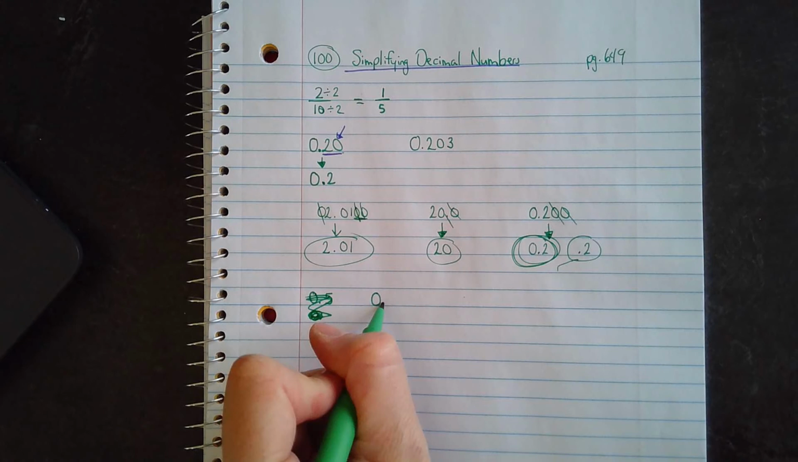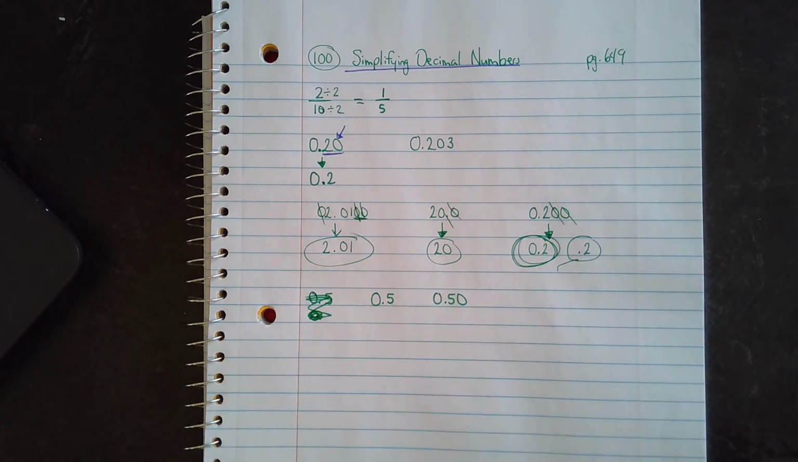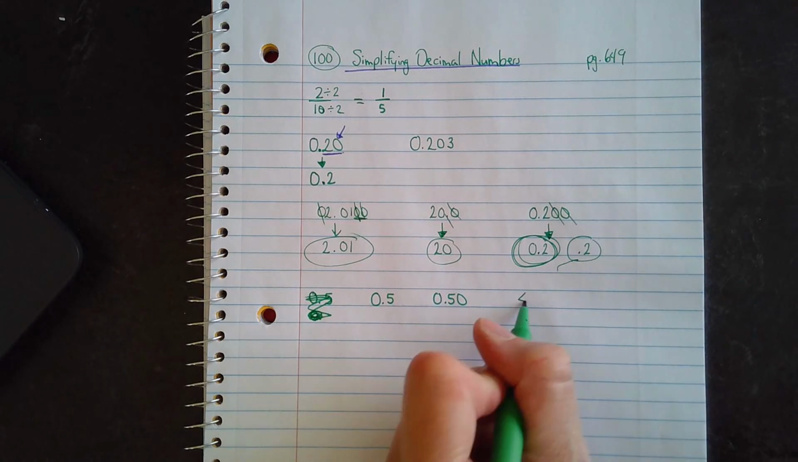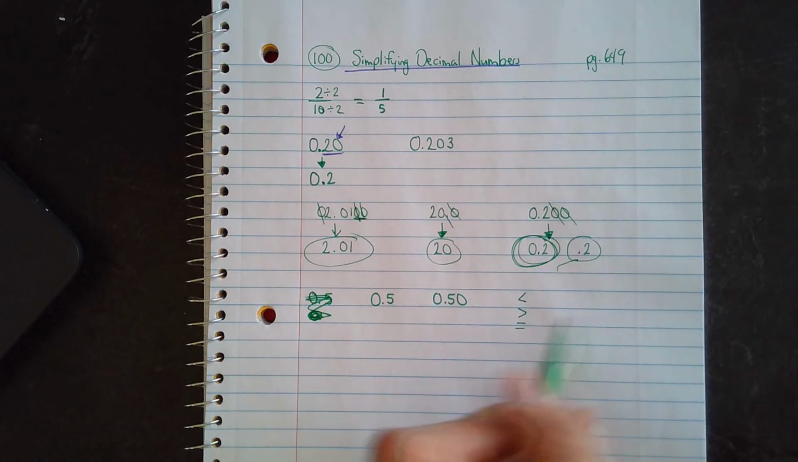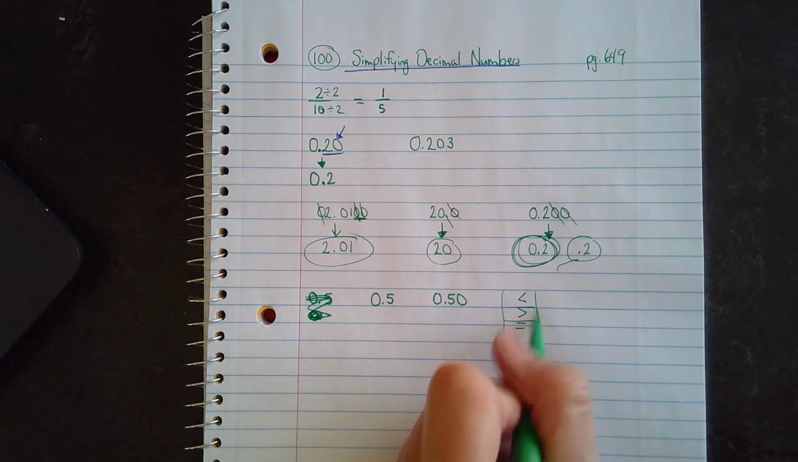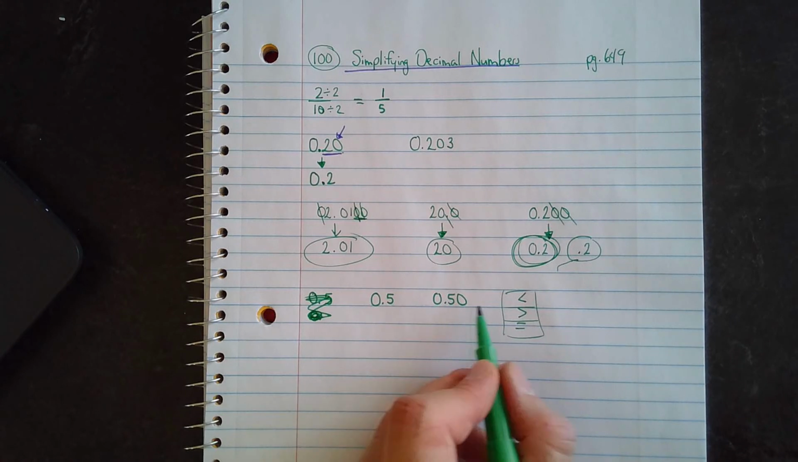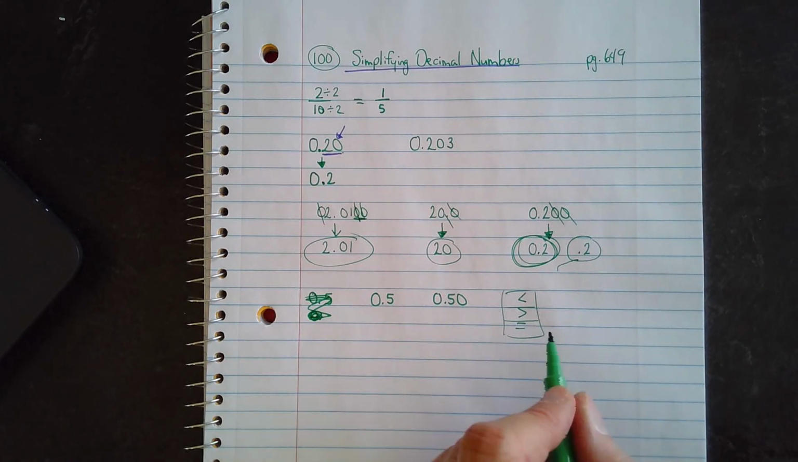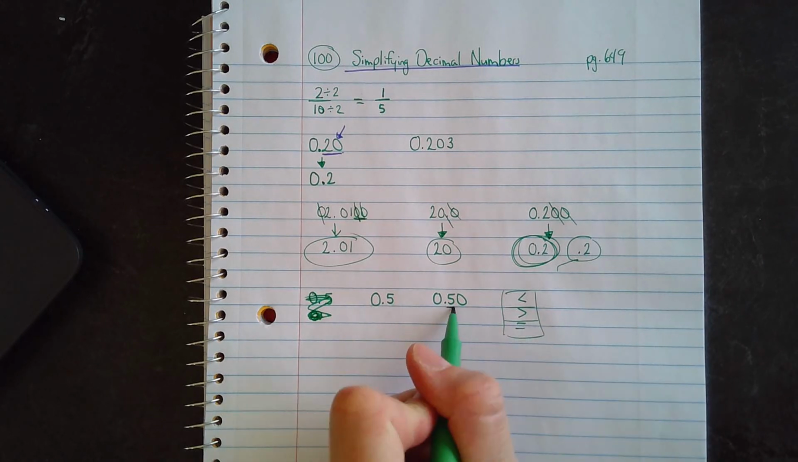Okay. What if I asked you to compare these two numbers and I asked you to use less than, greater than, or equal to? Well, sometimes when students look at this, they see, well, this one's 5 and this one's 50, so this one must be bigger. But really, since it's a decimal, it would be best if they have the same number of decimal places. So since this number has 2 decimal places, this number should also have 2 decimal places.